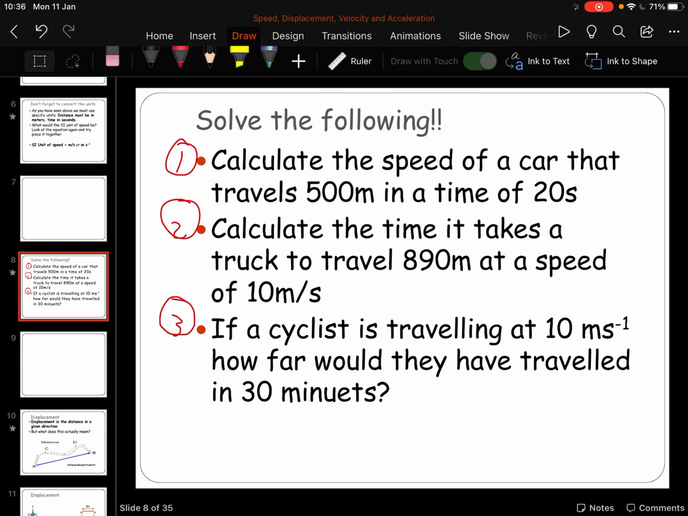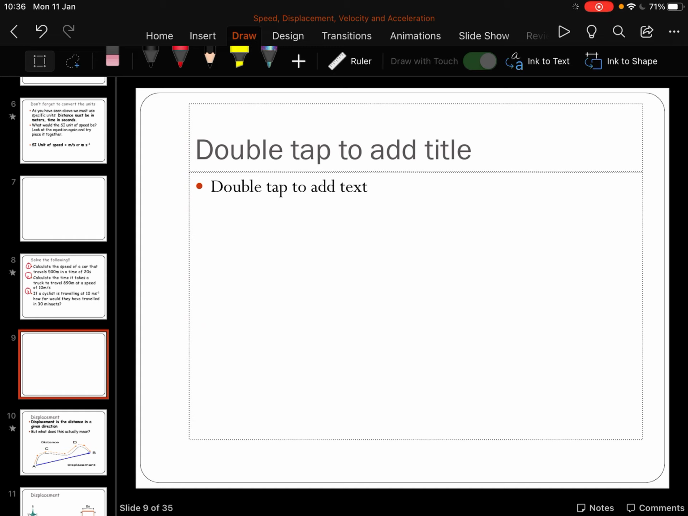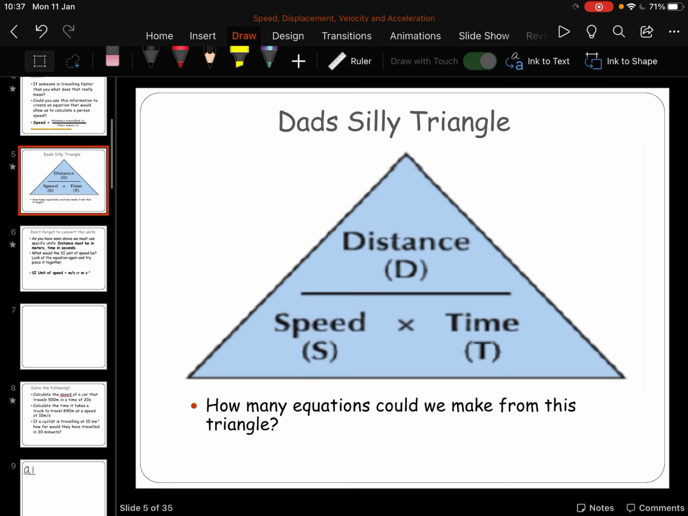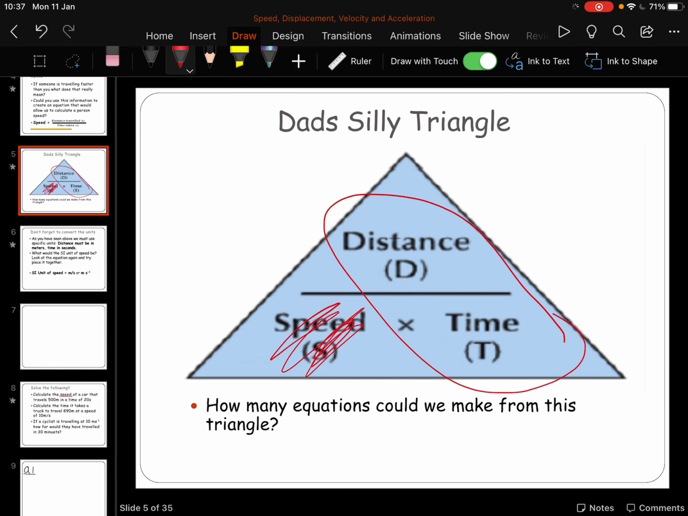Okay, so I'm just going to move on then. So question 1. All right, so let's look at question 1 first. Question 1 says, calculate the speed of a car that travels 500 meters. So what is speed? Let's go back to our density triangle. We have speed, that's what we're trying to find. So what are we left with? We're left with distance over time. Okay, so that's our equation, distance over time.